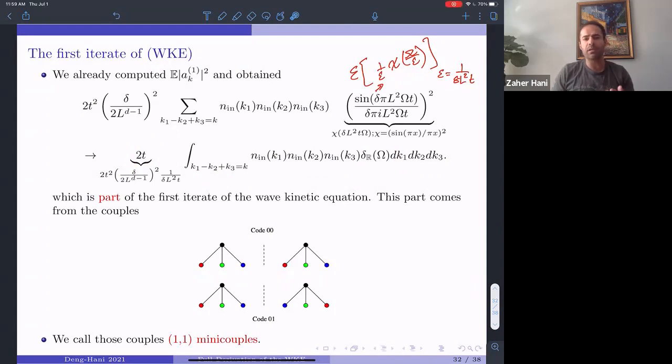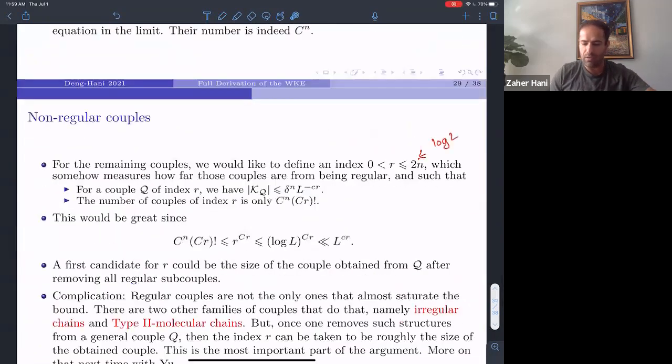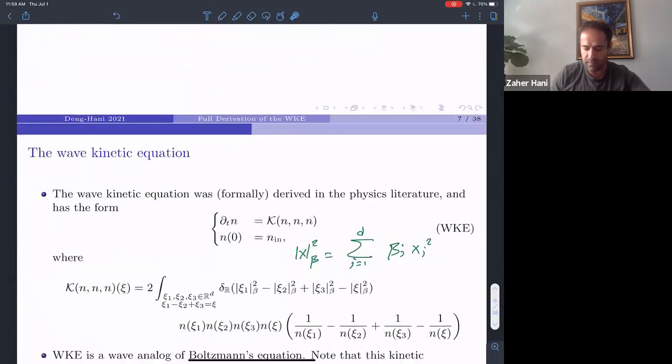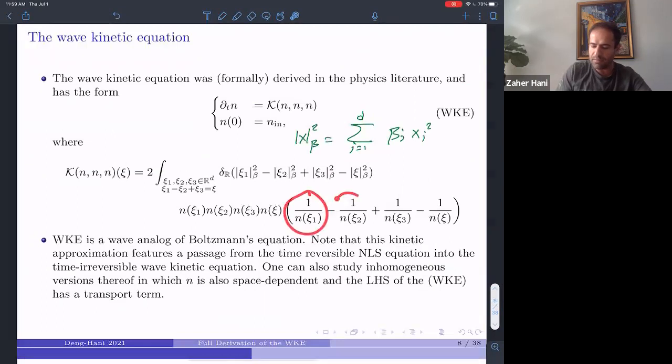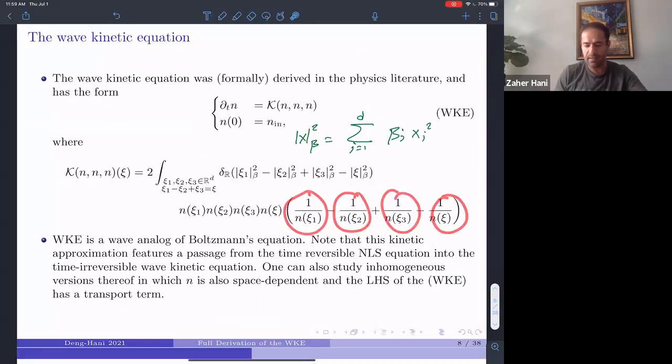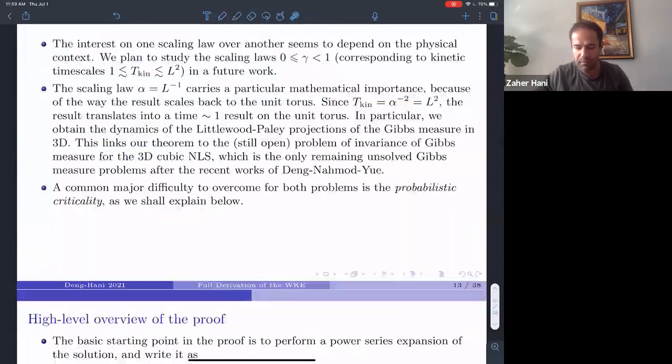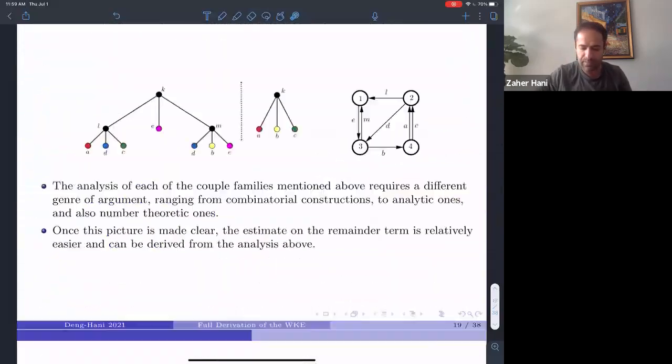Remember, if we go back, the wave kinetic equation has 4 terms in it. So there are 4 terms corresponding to this, this, and this. What we have recovered now is the last one, which concerns this cancellation. So we have obtained n of t1, n of t2, n of t3. We've obtained only one part of the first iterate. So let's see where the other part is.